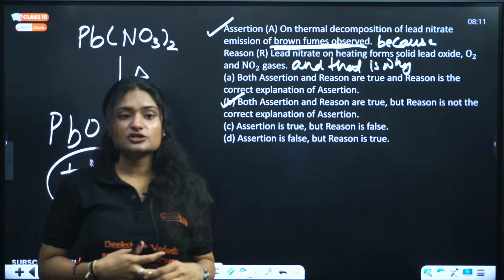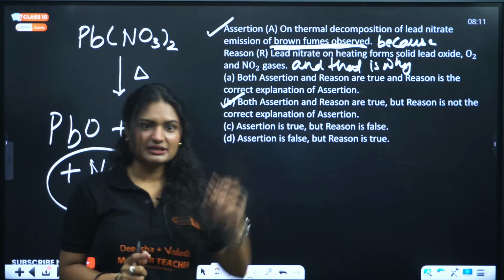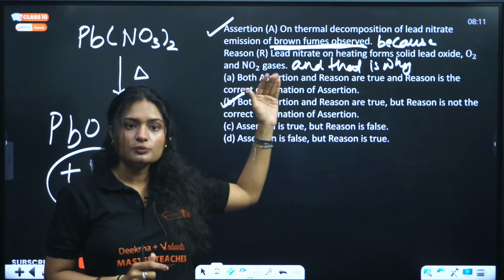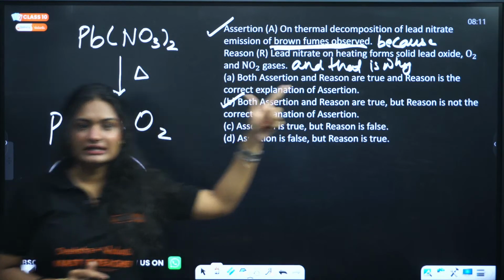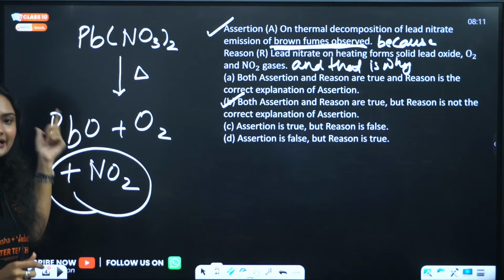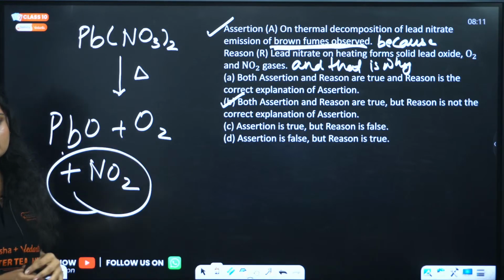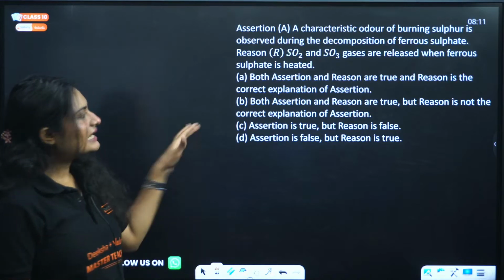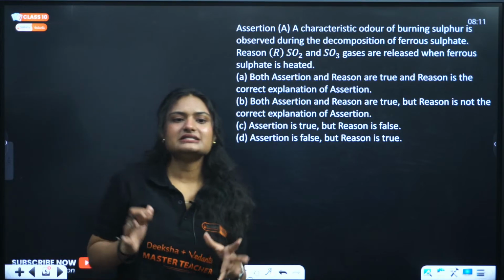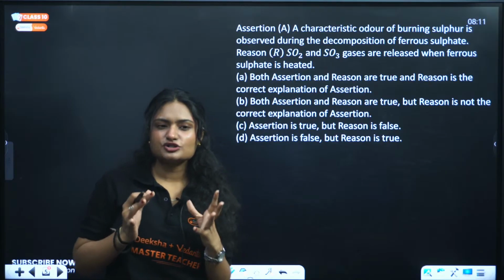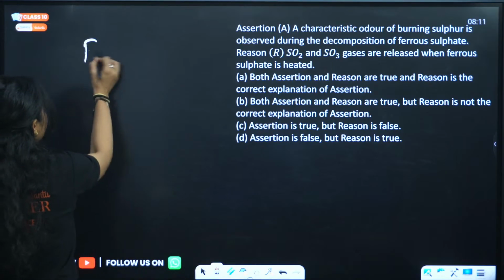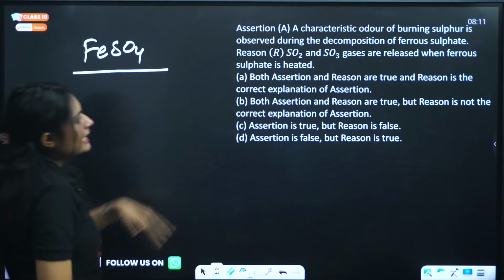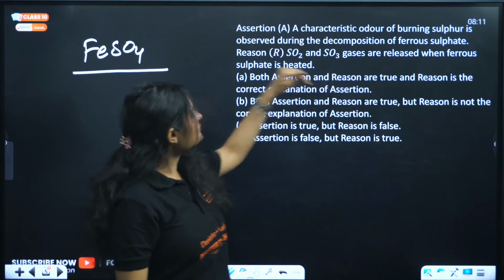Prajesh, A is not the correct answer, B is the correct answer because reason does not explain the assertion. Although both are correct, lead nitrate on heating does form these compounds, lead oxide, oxygen and nitrogen dioxide. Clear? Next question. A characteristic odor of burning sulfur is observed during the decomposition of ferrous sulfate. Clear? SO2 and SO3 gases are released when ferrous sulfate is heated.